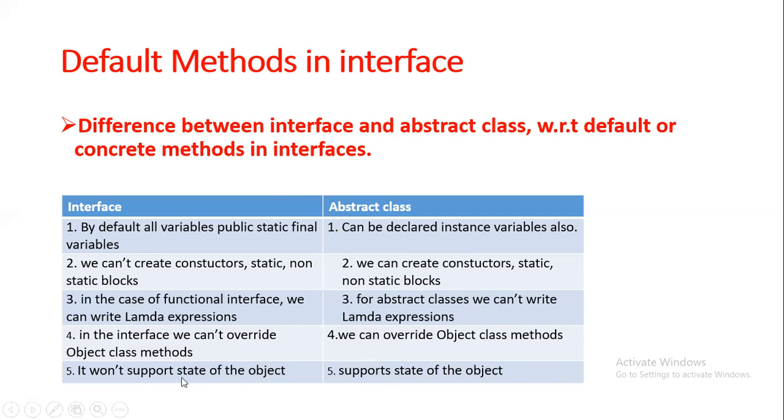Interface won't support state of the object, but abstract class supports state of the object. These are the main differences. Okay, so this is about default methods in interface. So almost we covered all the points.